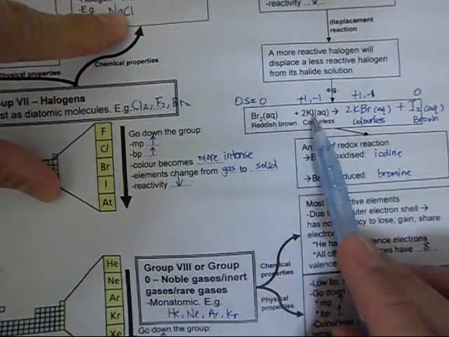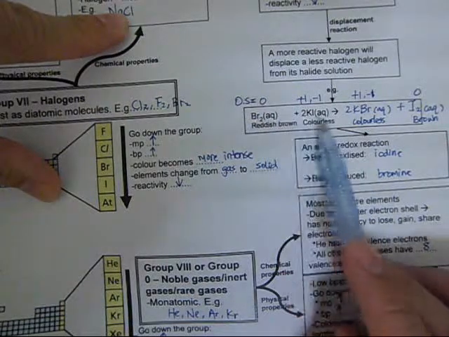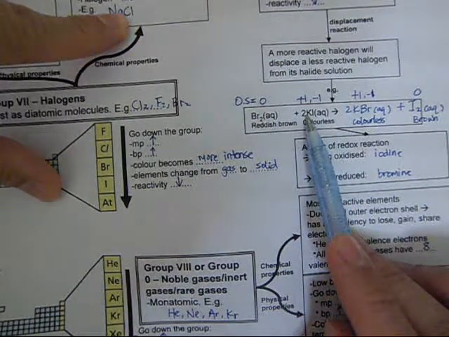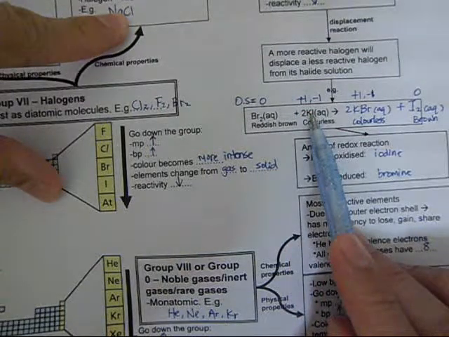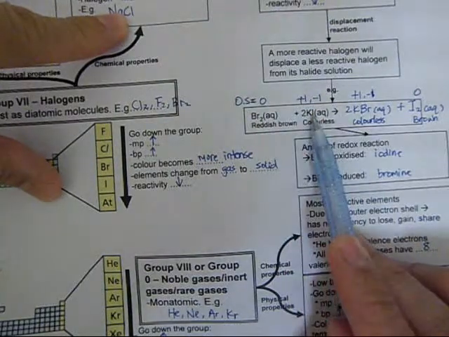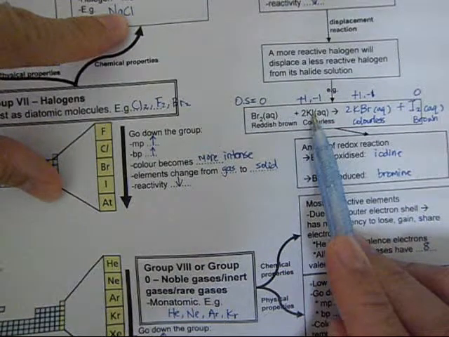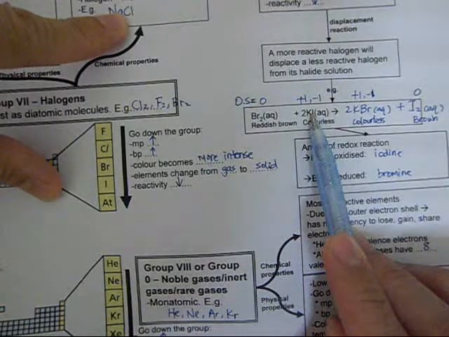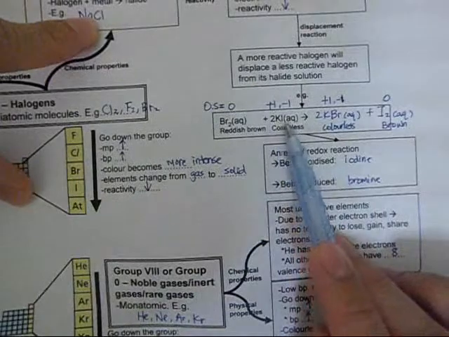So when bromine is more reactive than iodine, what happens is that this bromine will displace iodine from potassium iodide. When bromine displaces iodine, iodine will be replaced by bromine, or bromine will replace iodine. Okay, bromine replaces iodine. No, one more time. Bromine displaces iodine means that bromine will replace the iodine in the potassium iodide.